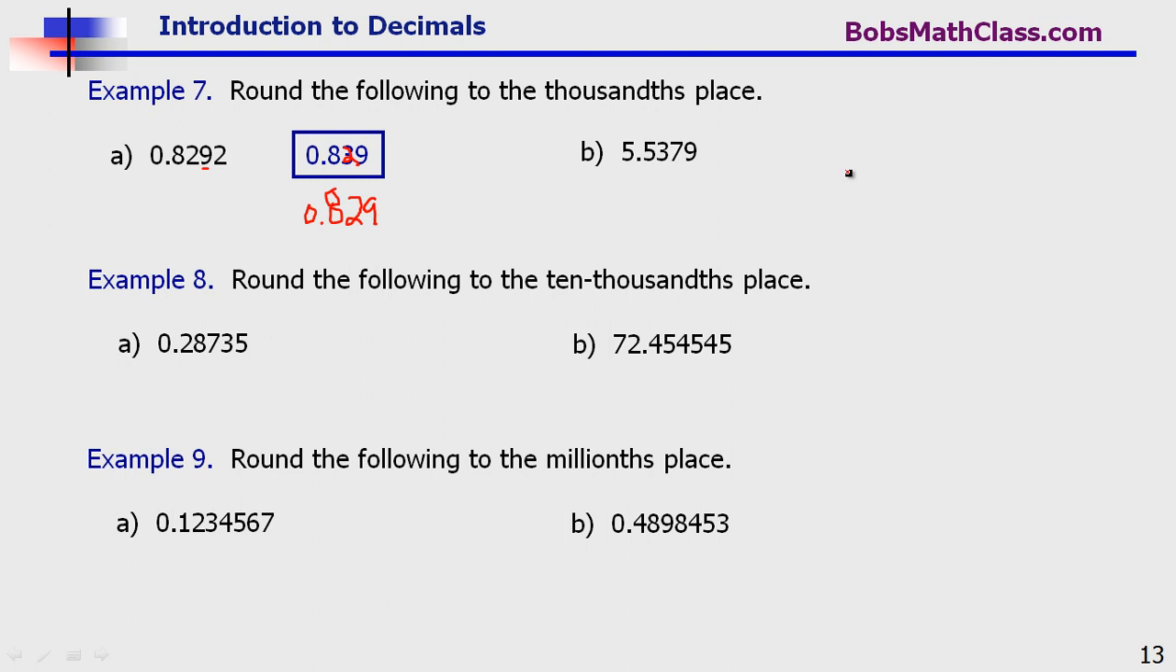5.5379. Okay, which one is the thousandths place? Right, the 7 is in the thousandths place. So look to the right, it's a 9. So what are we going to do with the 7? Add 1. So 5.538.